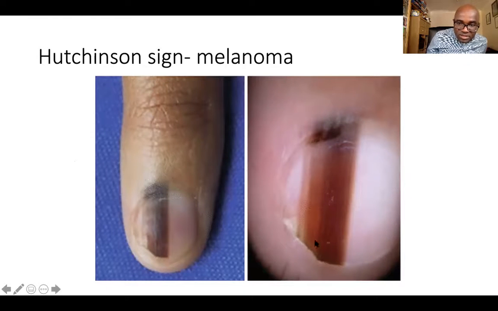Really difficult. You can see the parallel bands there. This is clinical, and this is dermoscopy. On the parallel bands, you can see uneven colors, so two or three different colors. It's a bit pale, a bit darker, and this is darker here. And you can see the cuticle involvement on dermoscopy. This is a Hutchinson sign of a melanoma.